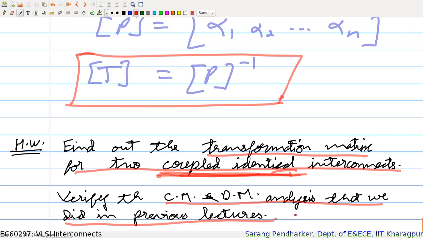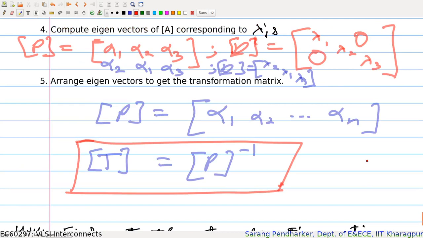In the next lecture, we will take the case of three coupled interconnects and the case of two non-identical interconnects, and apply this method of diagonalization of a matrix to decouple our interconnect equations.